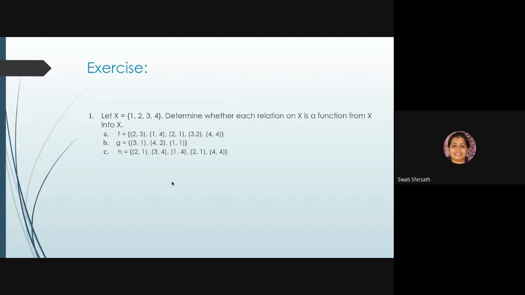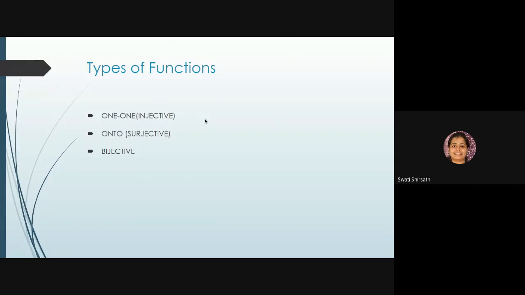Okay, so F is not a function, G is a function, and H is a function. Is there any doubt, girls? No, ma'am. Okay, great. Then the different types of function: one-to-one, onto, and bijective.